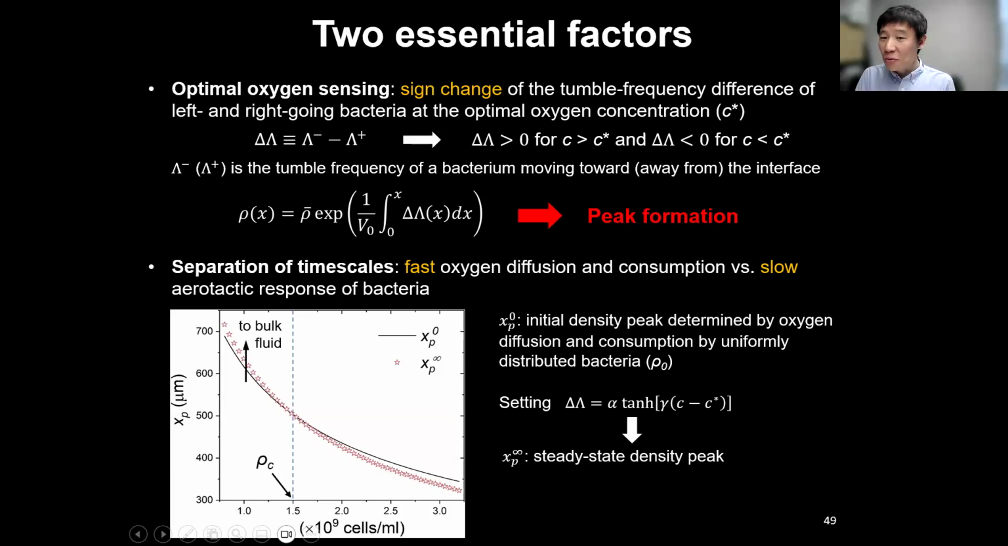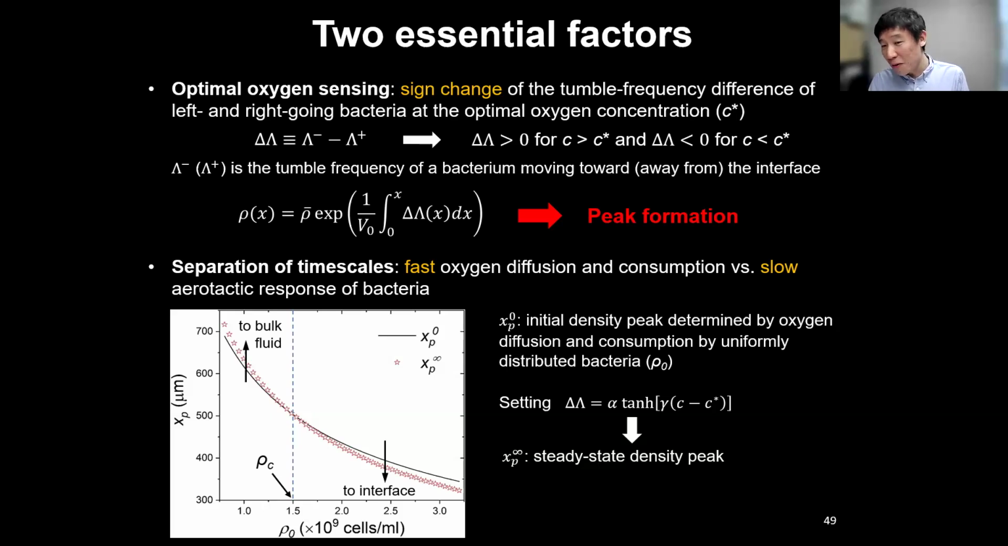On the left of this critical concentration, the star is above the solid line. That means that the final location of the peak is larger than the initial position of the peak, so the bacteria peak is migrating into the bulk. On the right of this rho C, the trend is opposite. The end location is on the smaller side, the left side of the initial position. So the migration direction of bacteria is toward the interface.